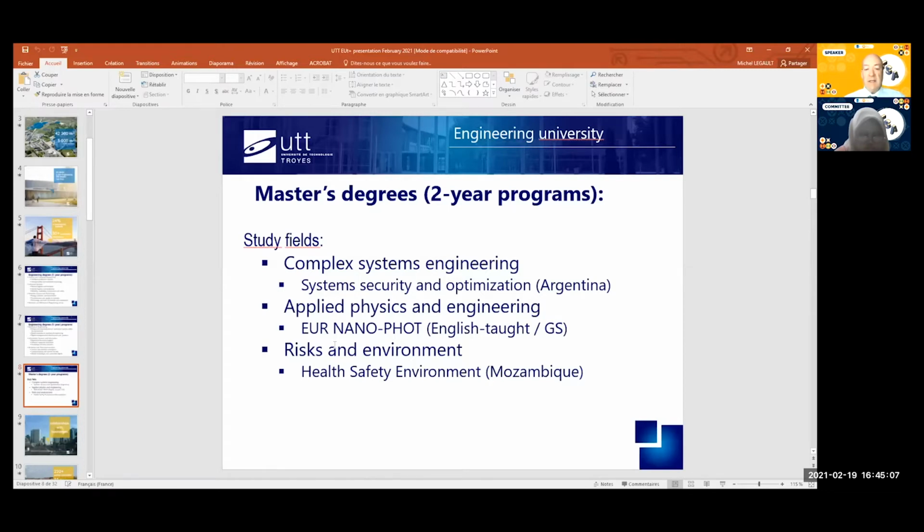For applied physics and engineering, we have the NanoFut program, which is part of our graduate school. And this program is taught in English, which is convenient to foreign students. And we have another program in the field of risk and environment, which is health, safety, and environment, and it's delivered in Mozambique.